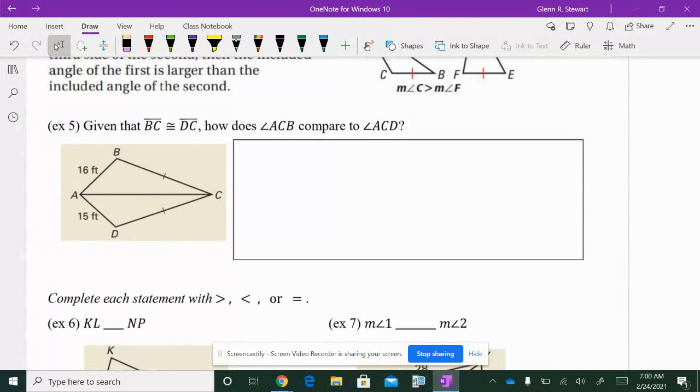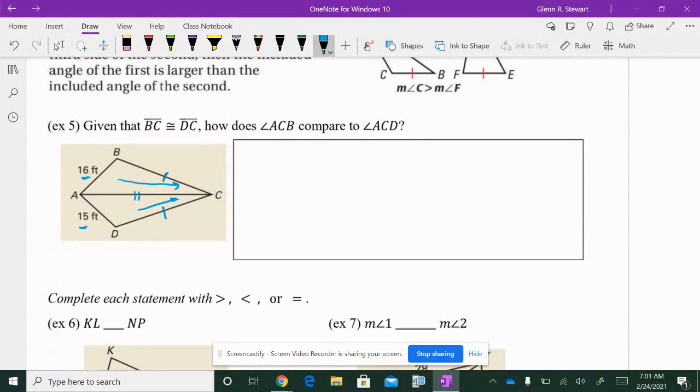Given that BC is congruent to DC, how does ACB compare to ACD? Well, first off, we need 2 sides that are going to be congruent. We've already got one, BC and DC, but then we also need our other. Luckily, both these triangles share AC together. Now we look at the sides. Okay, we've got 16 as a side here. We've got 15 as a side here, which means that this is going to be a larger angle here than this angle would be here.